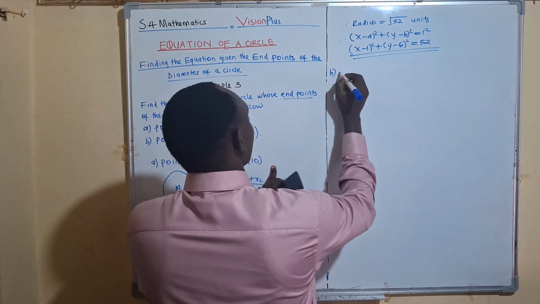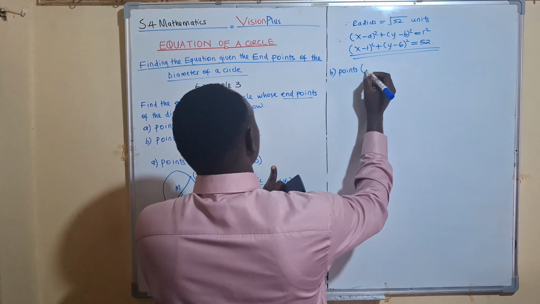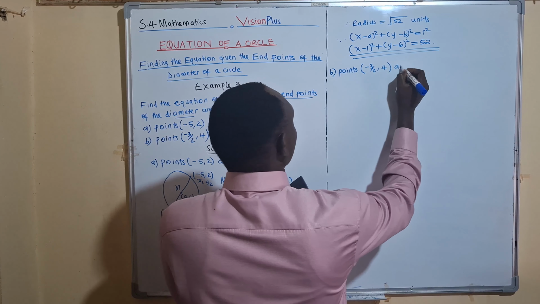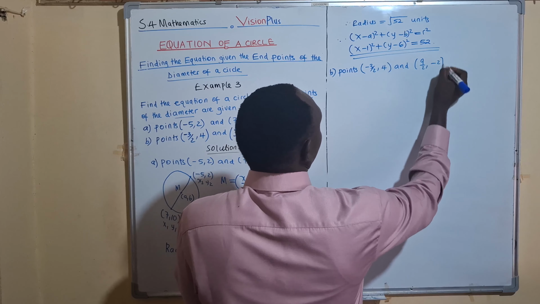Part B has given us points which are endpoints of the diameter. Please, you should not forget that. One is negative 3 out of 2 and 4. And the other point is 9 out of 2 and negative 2.